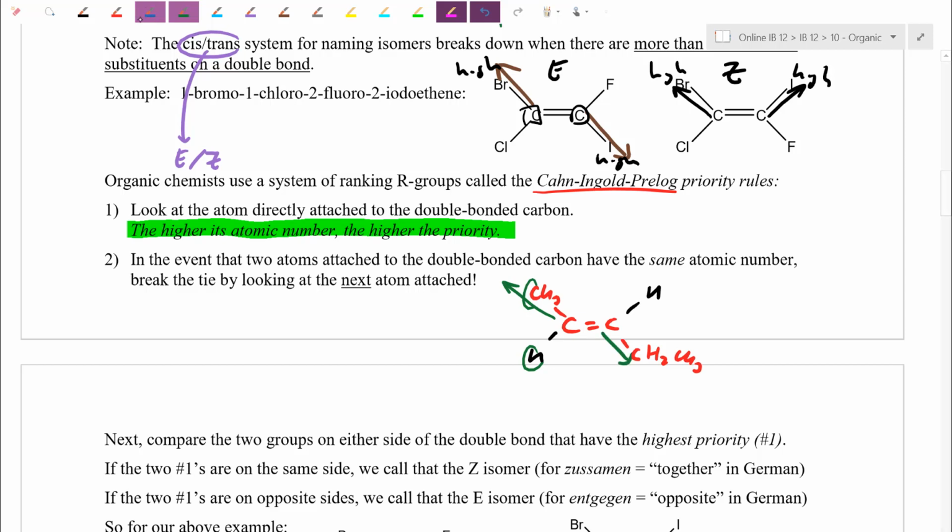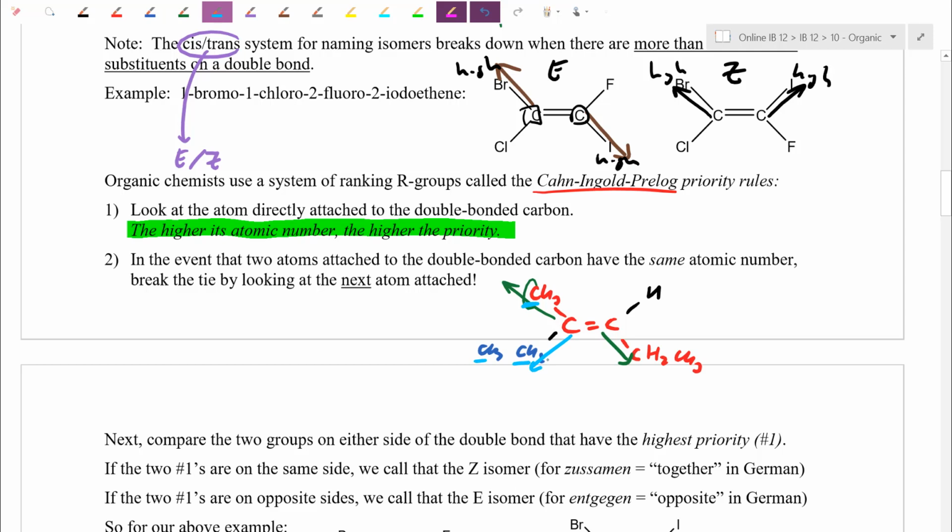But what if this one here were also an ethyl group? Oh no, they now both have a carbon. If you can't decide at this spot, you decide at the next spot. This one had one carbon, this one had one carbon, and the next one out would just be a hydrogen. This one here still has a carbon. Longer chains would typically have higher priority than shorter chains.